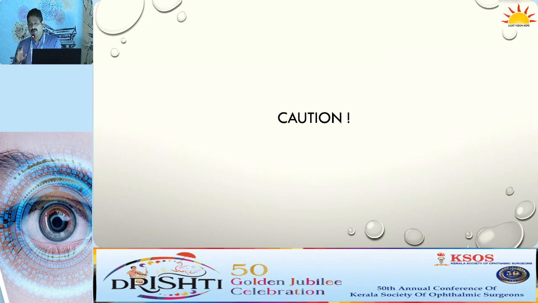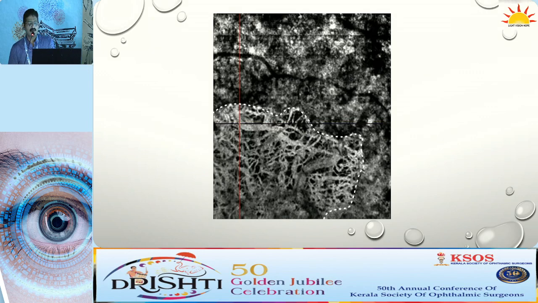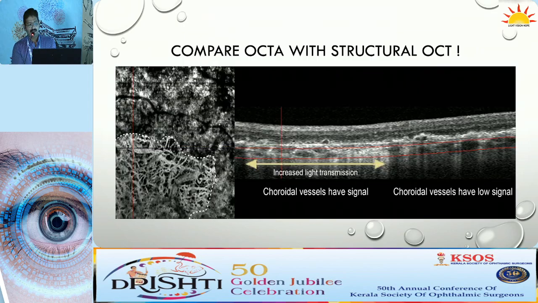Whenever you look at all these OCT images, you should be cautious, because if I look at this en face image, I'm very sure most of us will say, oh, there's a very beautiful looking CNVM over here. But if you compare it with the structural OCT, you'll realize that in this region where you see the network, there's hardly any RPE. The RPE has been completely denuded over there. So increased light transmission happens, and you see much more signal picked up. So what you're seeing as a CNVM over here is not CNVM. Basically, it's the choroidal vessels.